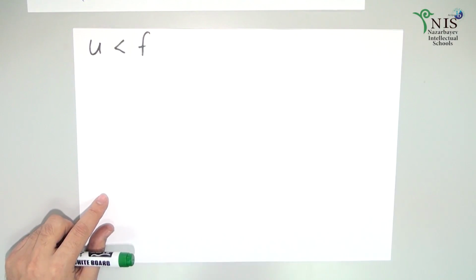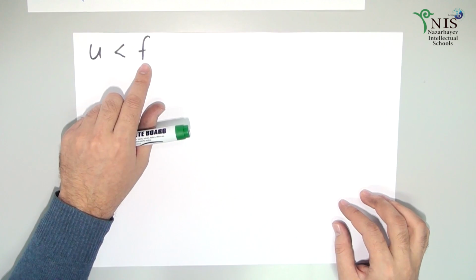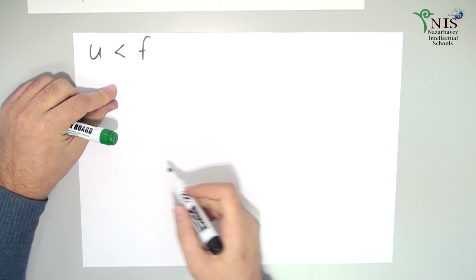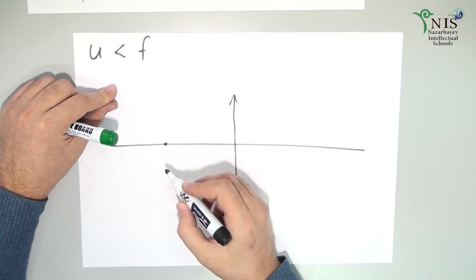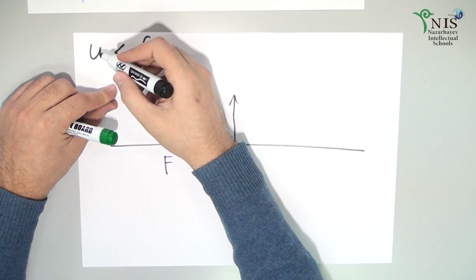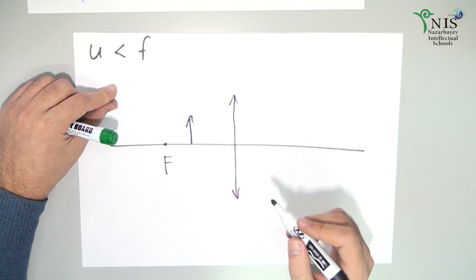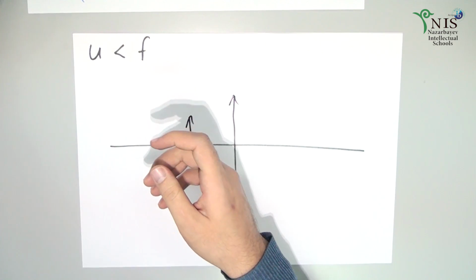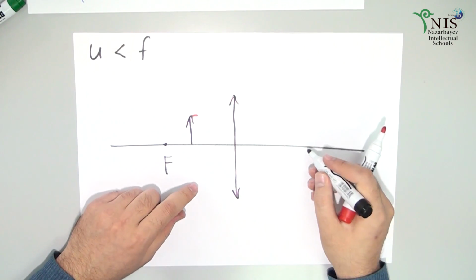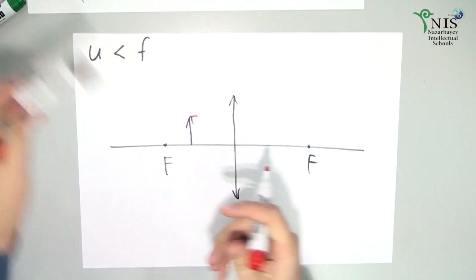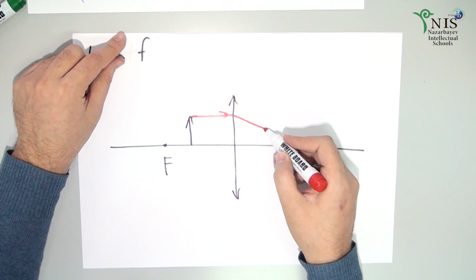Let's consider a few more. What if object distance is less than focal length? Principal axis, convex lens, this is focal point, and the distance between object and lens is less than focal length. So object is located here. So let's draw rays. First, oh, I forgot to show the second focal point. First ray goes parallel to principal axis and it goes through focal point.